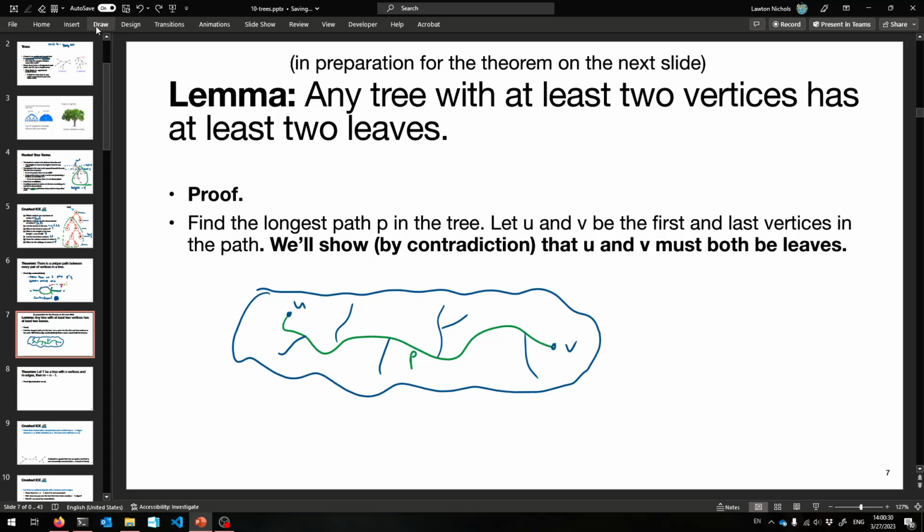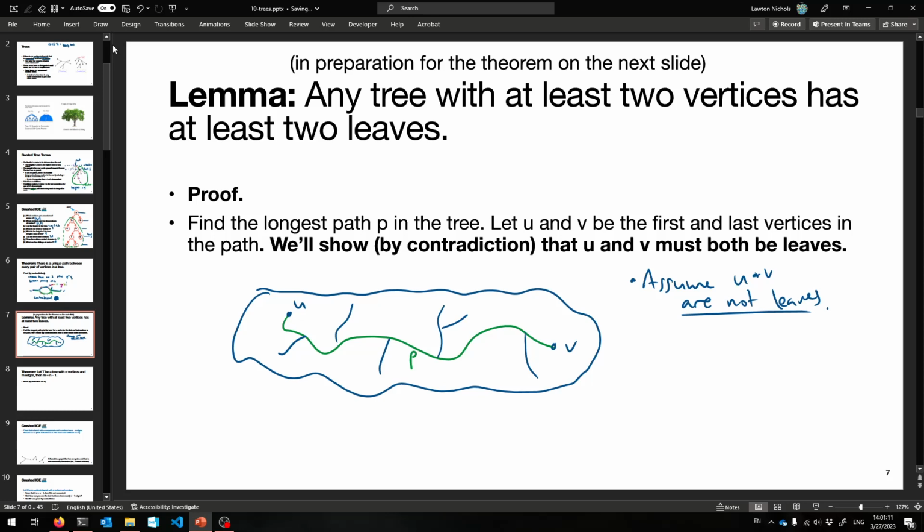And we're going to prove by contradiction that these must both be leaves, the U and the V. Maybe there's more after it or something. That's the goal, all right? We'll show by contradiction that U and V must both be leaves. So if we're showing this by contradiction, we're going to assume that U and V are not leaves. At least one of them is not a leaf. So assume U and V are not leaves. All right, let's write this on one line. Are not leaves. All right, what does that give us?